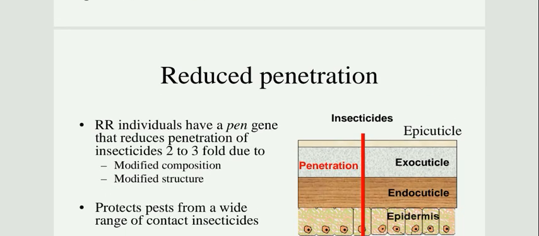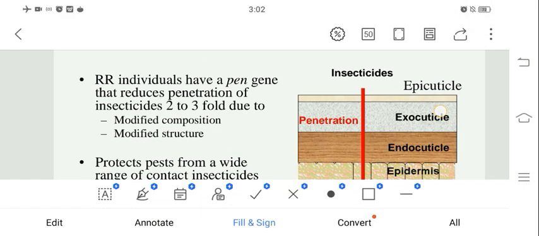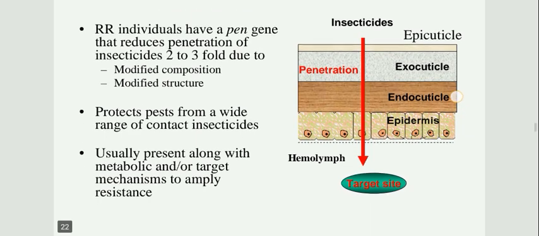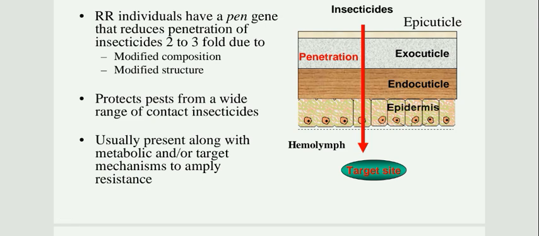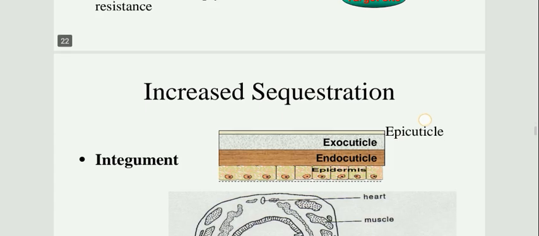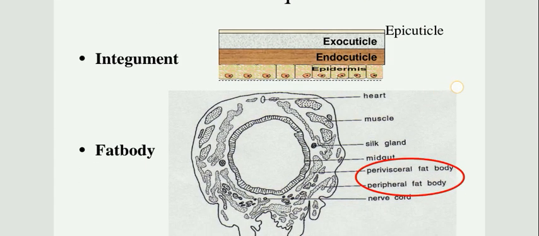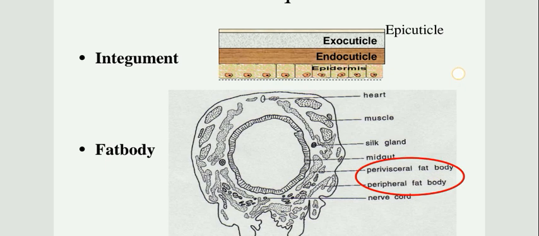Reduced penetration. RR individuals have a pen gene that reduces penetration of insecticides 2 to 3 fold due to modified composition, modified structure. Usually present along with metabolic and/or target mechanisms to apply resistance. Insecticide sequestration: integument, epicuticle, exocuticle, endocuticle, epidermis, fat body, perivisceral fat body, peripheral fat body.